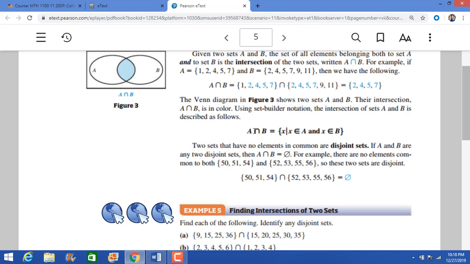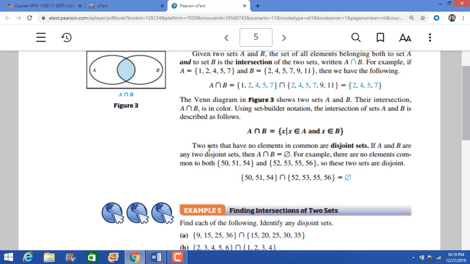Or if we look at the intersection symbolically in set builder notation, we can use the set of all x such that x is an element of A and x is an element of B. Now, if two sets have no elements in common, we call them disjoint sets. And we represent them as two circles that are not overlapping. Two circles that are disjoint don't overlap. So two sets that do not have any elements in common are called disjoint sets. And if that's true, then the intersection is going to be the empty set.